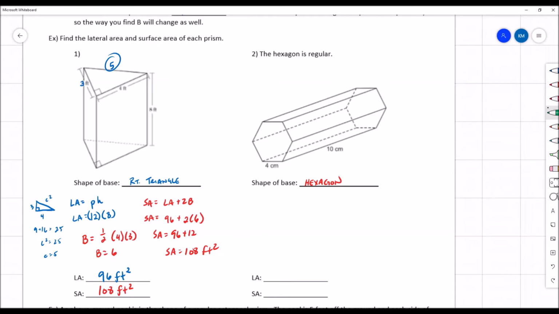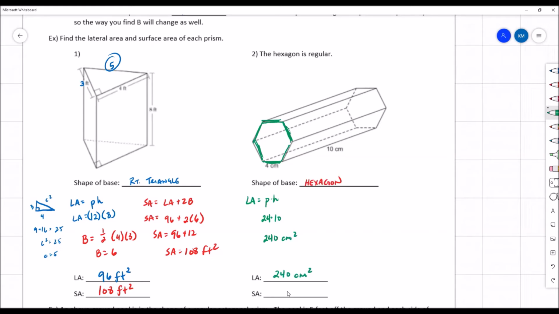All right, so start with our lateral area. Again, it's going to be the perimeter of the base times the altitude or the height of the figure. So it's 4 centimeters on each of the 6 sides, and 4 times 6 should give us 24. The perimeter of our base is 24. What that does is it gives us basically the base of each of the rectangular sides, and then times the height of each of the rectangular sides should give us all the rectangular area. And that height in this case is 10 centimeters. So our lateral area is going to be 240 centimeters squared.